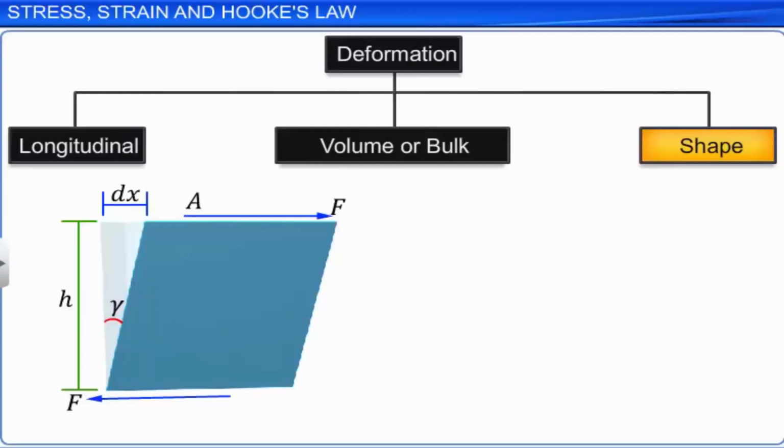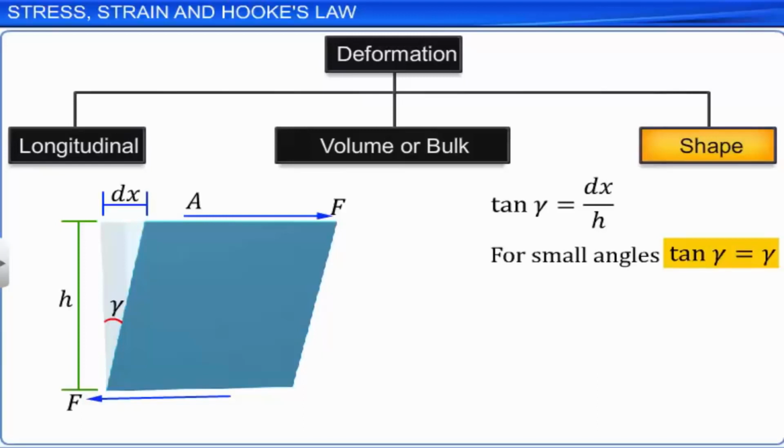Robert Hooke found that for most materials, for small values of strain, the stress is directly proportional to the strain. Thus, we have stress equals K times strain, where K is the constant of proportionality called the elastic modulus of the material. If on increasing the stress, the strain is increased beyond a certain value, the proportionality between stress and strain is lost.